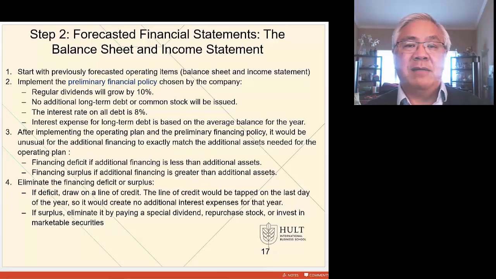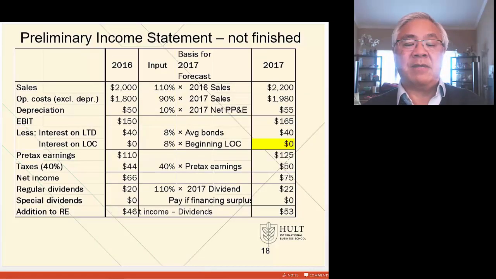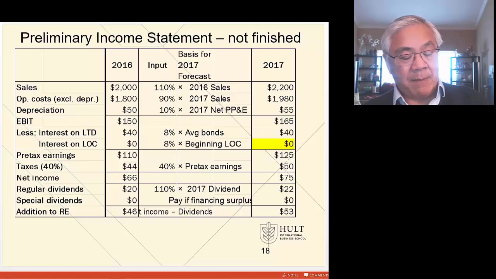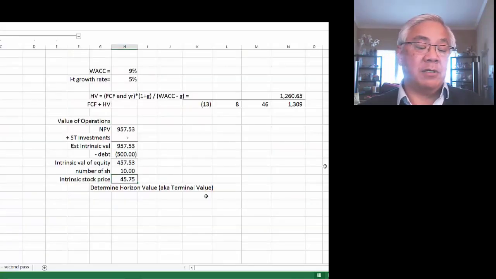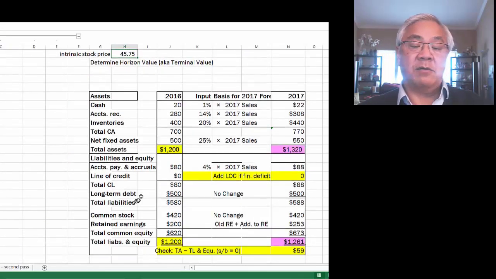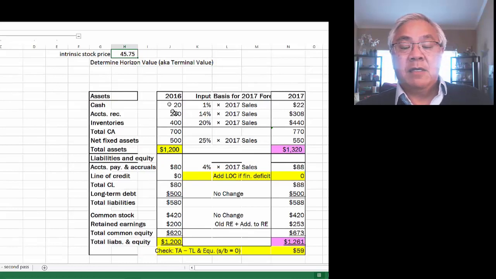And then if we have extra money, then we'll get rid of the extra money by either paying a special dividend or repurchasing stock or buying marketable securities, build a little war chest. Let's do those statements. So I'm going to hop out into Excel and we're going to do the balance sheet first. So balance sheet, we've done most of the work already.